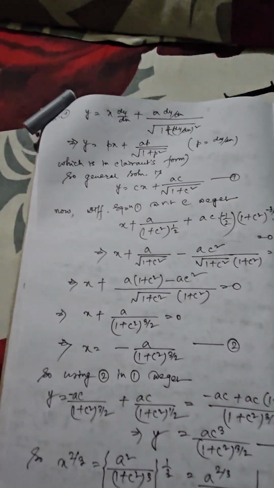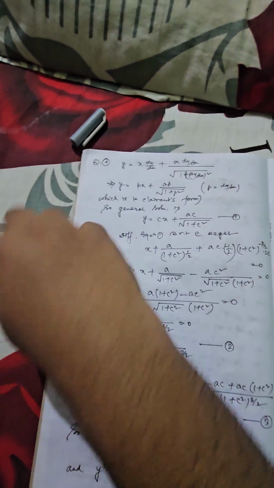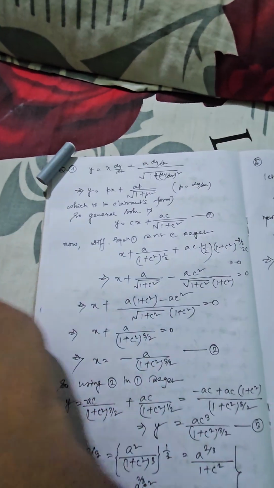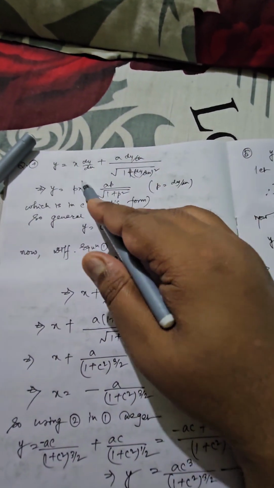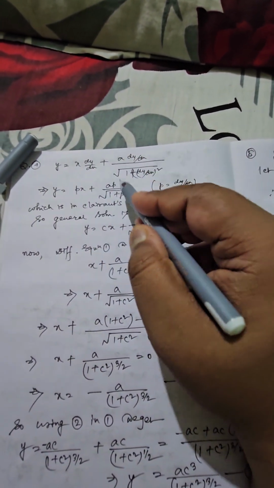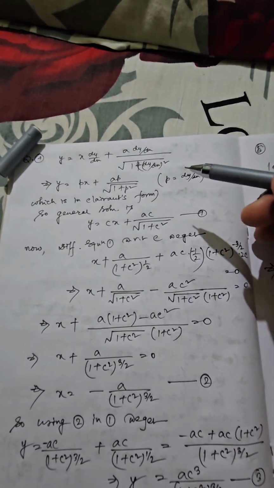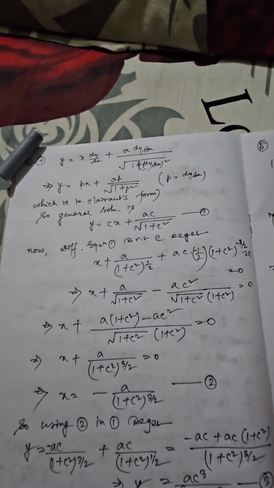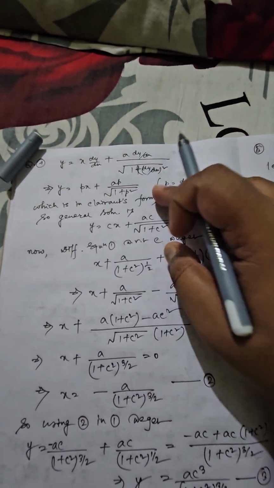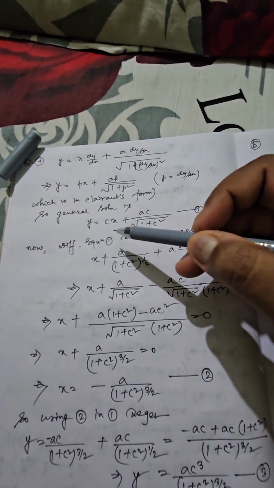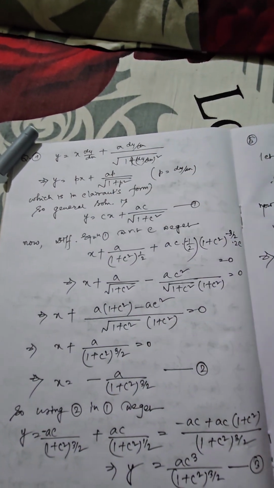Now we have a relatively easy problem. Question number 4. Here you can see y is equal to x dy/dx plus a times dy/dx divided by root over 1 plus dy/dx whole square. Simply replace dy/dx by p. First of all, just observe this is in the Clairaut's form, so directly you can write the complete primitive or general solution is given by this, replacing p by c.